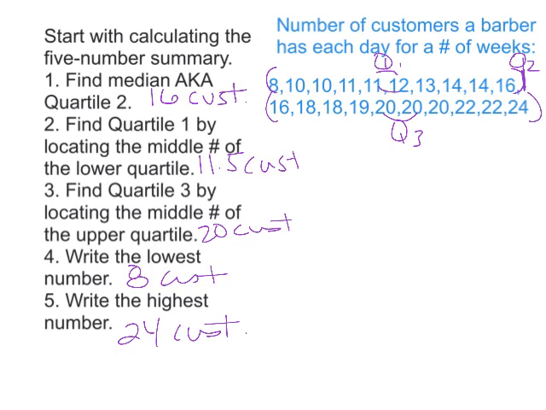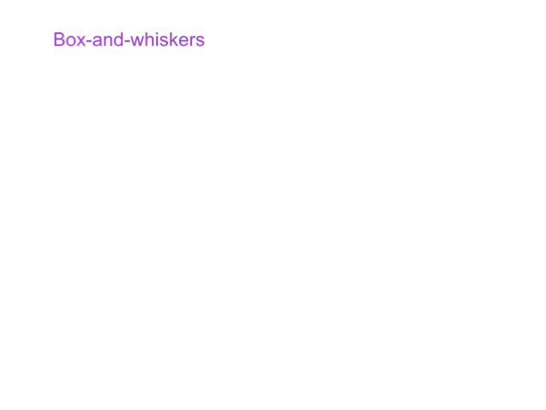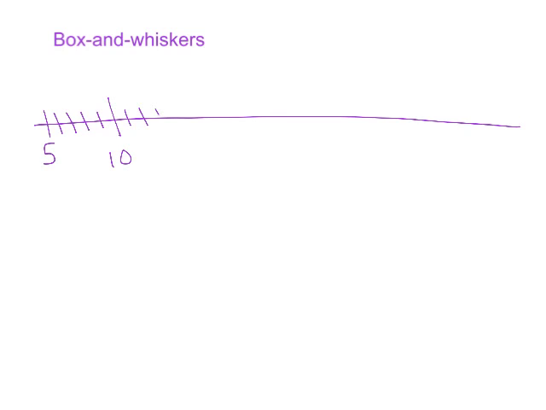To draw a box and whisker, let's take a look at the next slide. You always draw a number line first, and you start with a sequence of numbers. So let's start with 5. 5, 6, 7, 8, 9, 10, 11, 12, 13, 14, 15, 16, 17, 18, 19, 20. Graph paper would have been better. 21, 22, 23, 24, 25, 26. Yep, I can stop there.